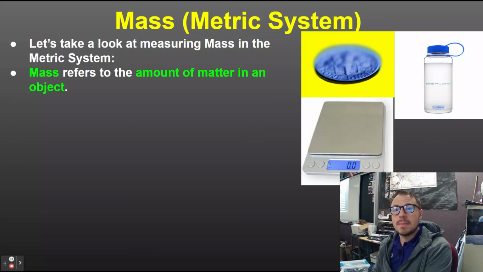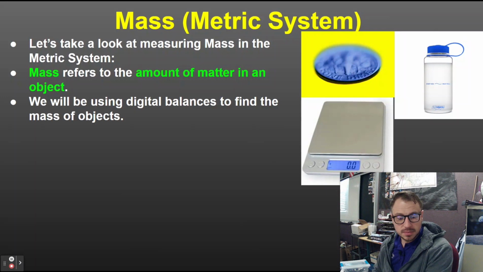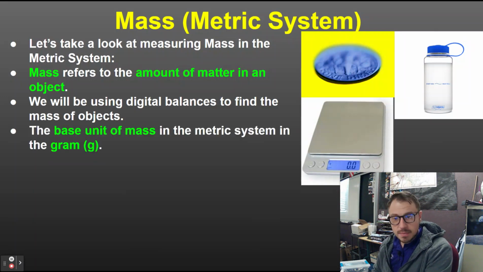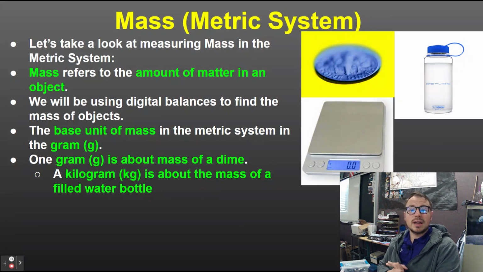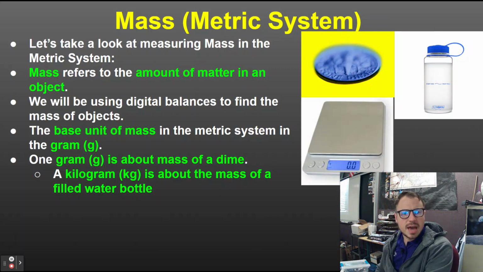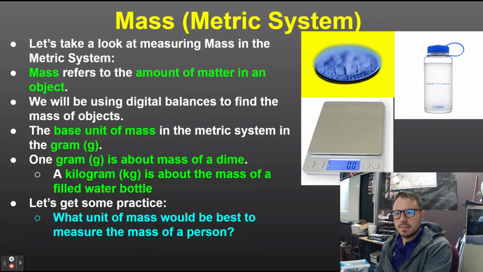So when we're measuring mass in the metric system, mass is the amount of matter in an object. Let's see, the base unit of mass is the gram. 1 gram is about the mass of a dime. Now, in physics, most of the equations require kilograms. So a kilogram is about the mass of a filled water bottle. It's about 2.5 pounds or so. So you fill a bottle up, and that is going to be about the mass of 1 kilogram.